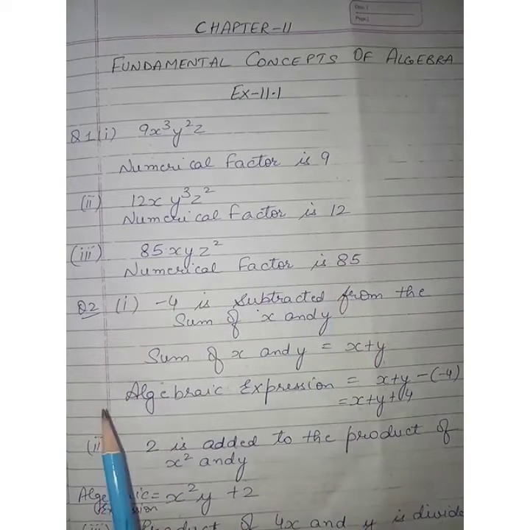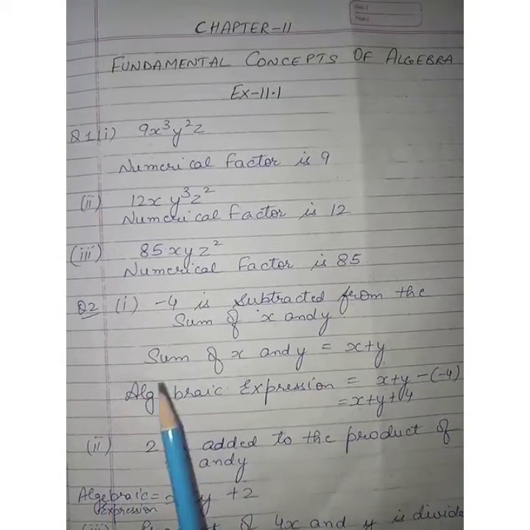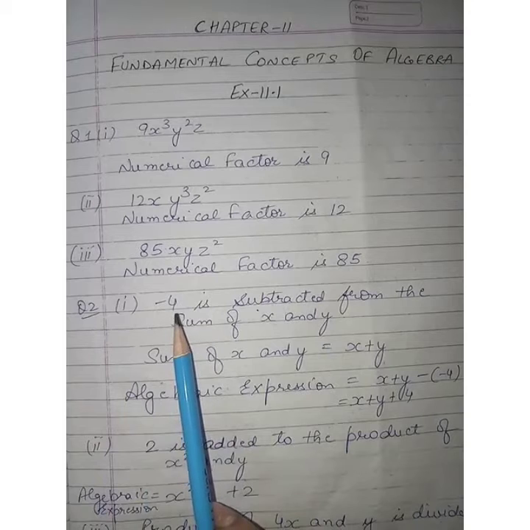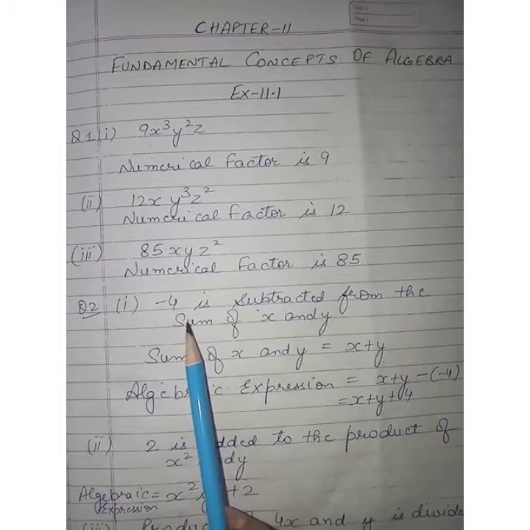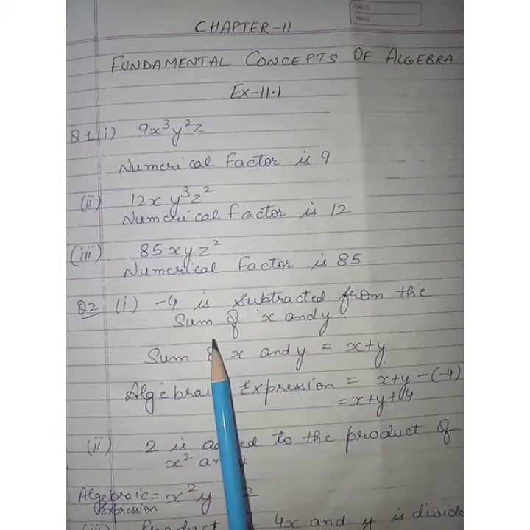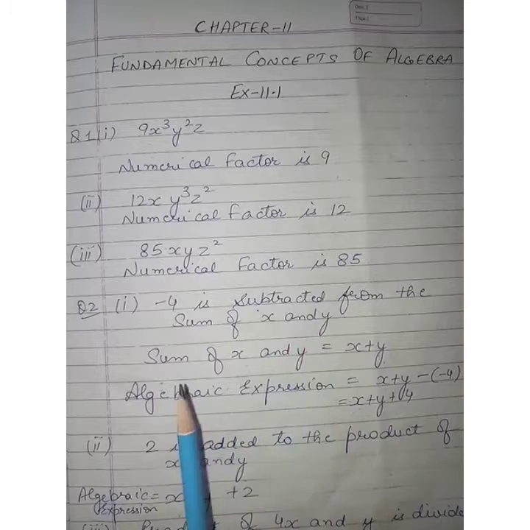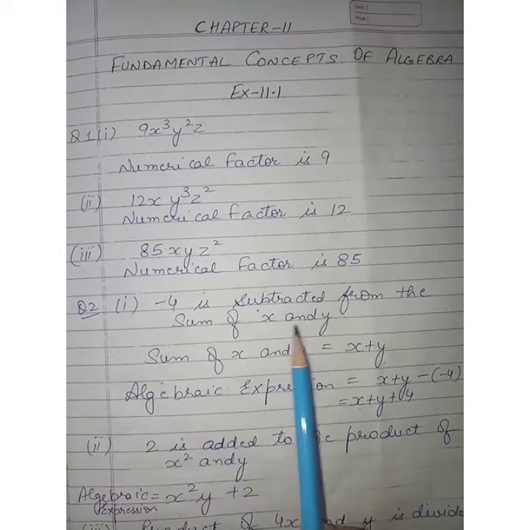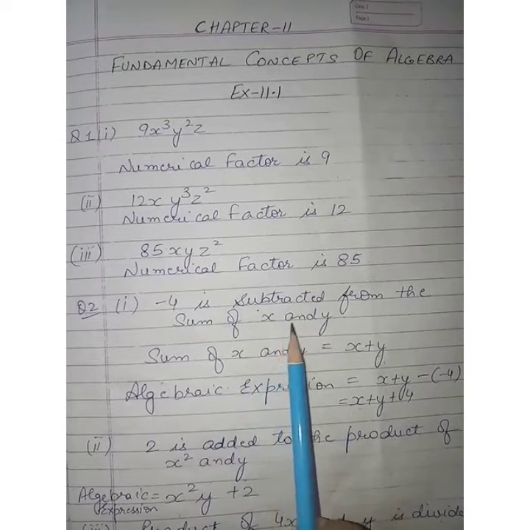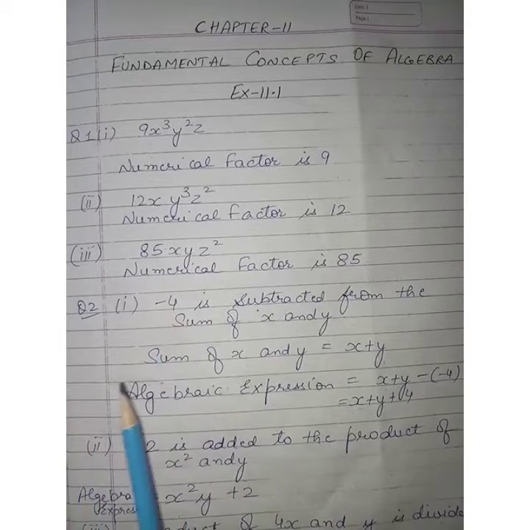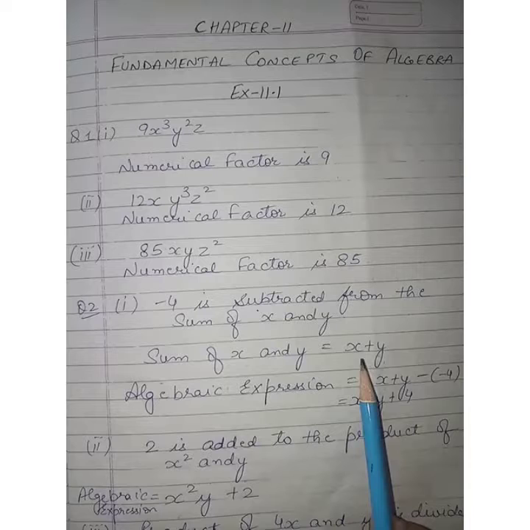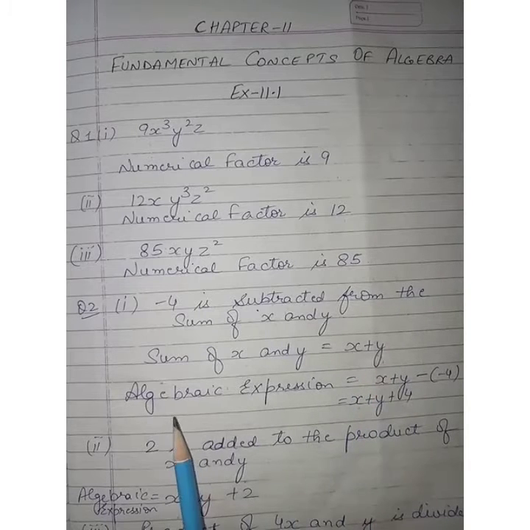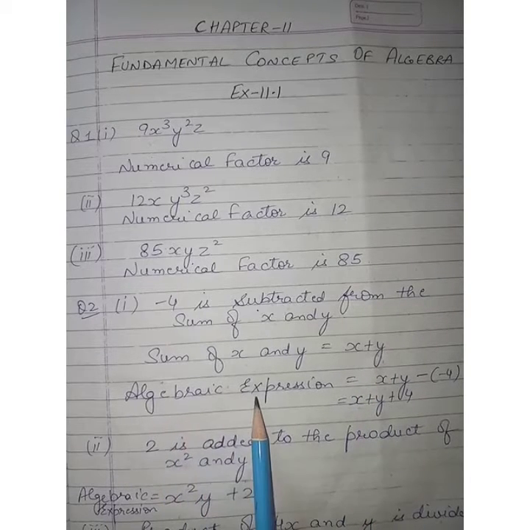Now move to question number 2. In question number 2, write the algebraic expression for the following. In first question, minus 4 is subtracted from the sum of x and y. Sum means you have to add these two terms and then subtract it from minus 4. So first of all, find the sum of x and y, that will become x plus y. After that, we will write the algebraic expression.